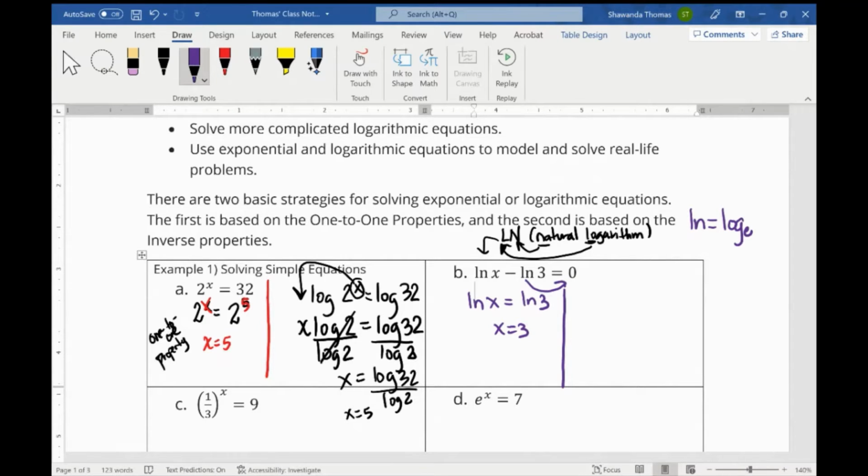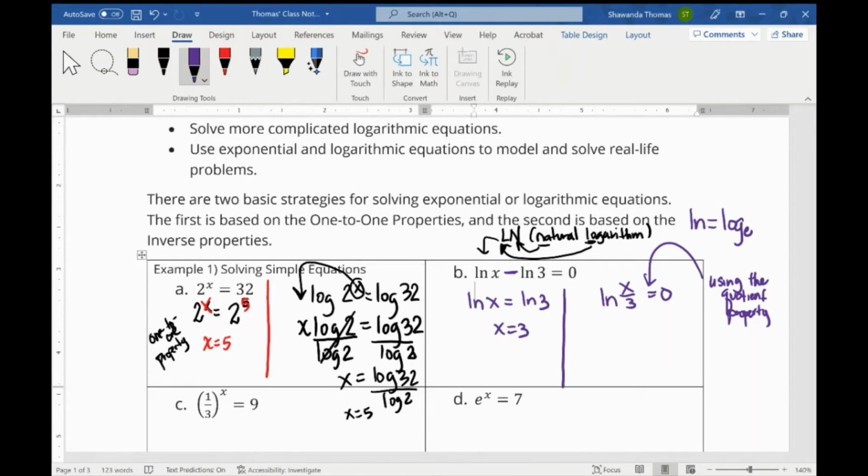But I think that was the simplest way to do it, because you know other properties. You know properties that involve, if it has a subtraction, we could use the quotient property. So using the quotient property, you could change it this way. You could change it as ln of x divided by 3 equals 0, because of that subtraction. So that quotient property says if we have subtraction, we can make it a division, right? So ln of x divided by 3.